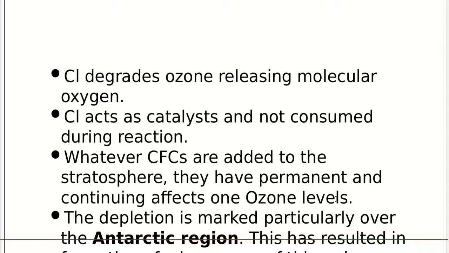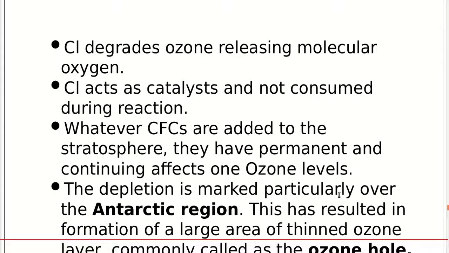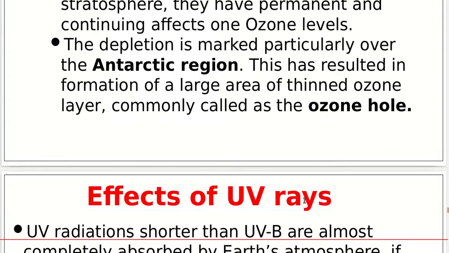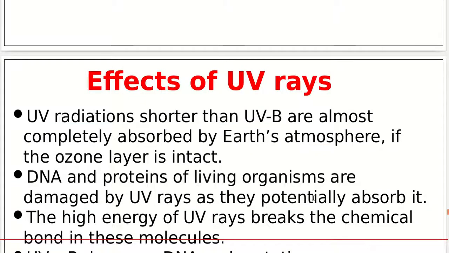The depletion is marked particularly over the Antarctic region. This has resulted in the formation of a large area of thin ozone layer, commonly called the ozone hole. Now, the effect of UV rays. UV rays which are shorter than UVB are almost completely absorbed by Earth's atmosphere if the ozone layer is intact. In case of its absence, UV rays enter into the Earth.